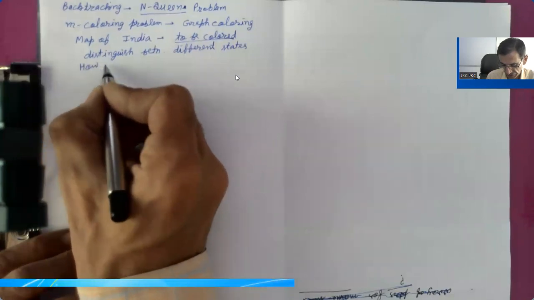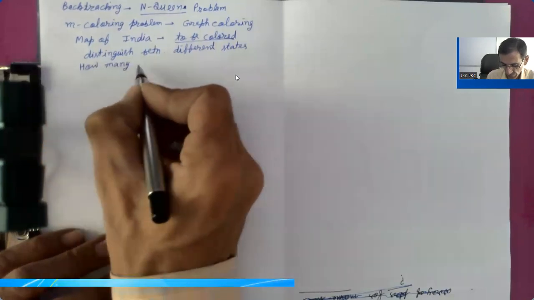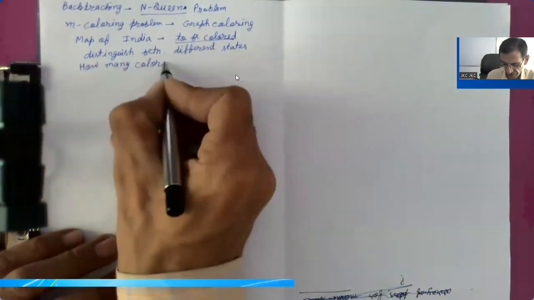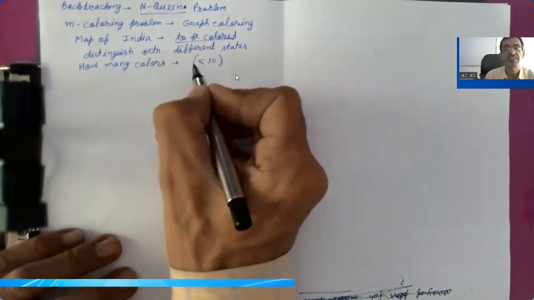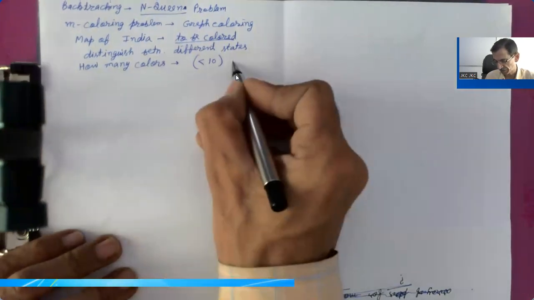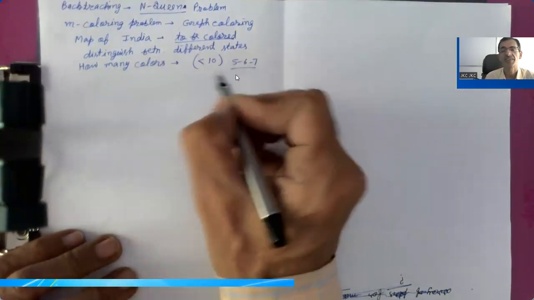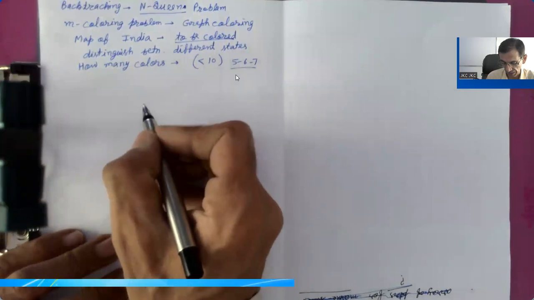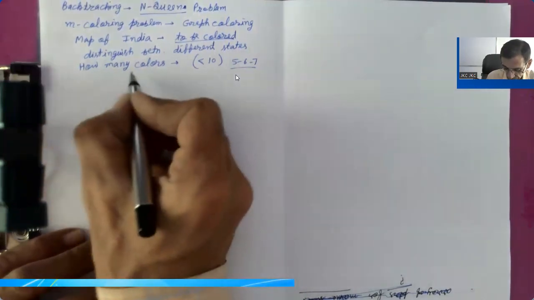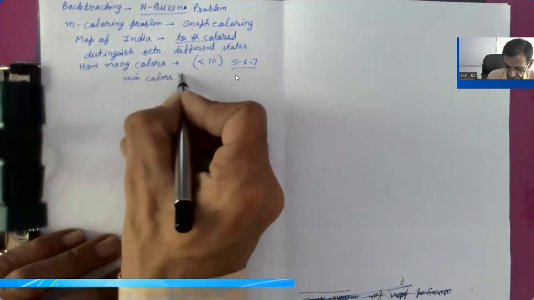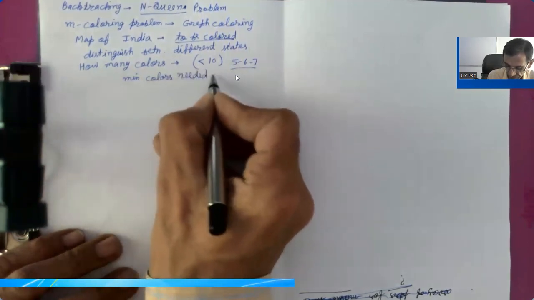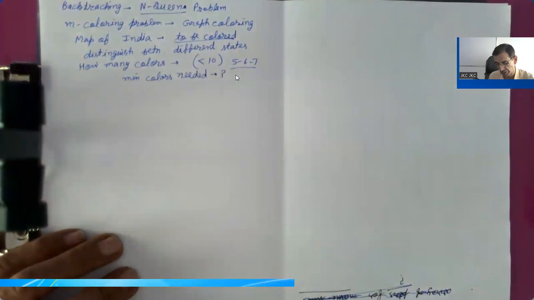If I ask how many colors you have seen used there, some of you will recall different counts, probably something less than 10, maybe 5, 6, 7 colors. Fine, it worked well. But can you find out how many minimum colors are needed to color? You will definitely say it depends on the map.